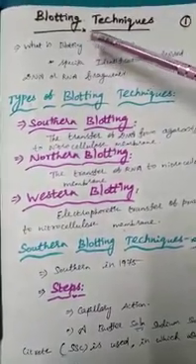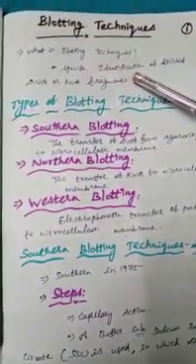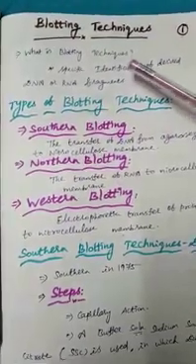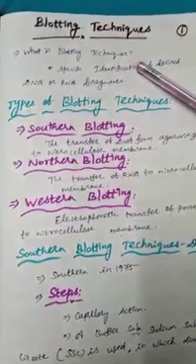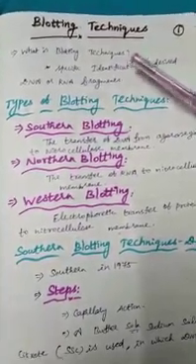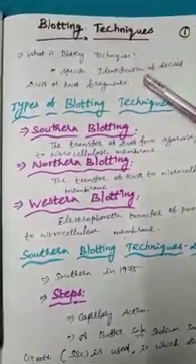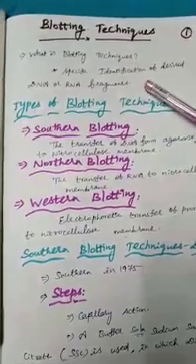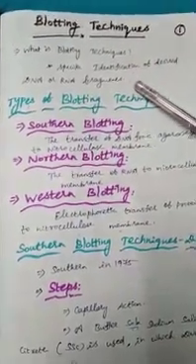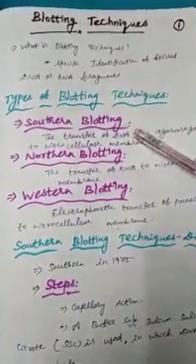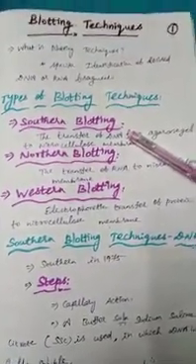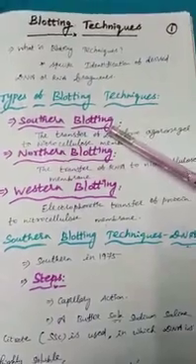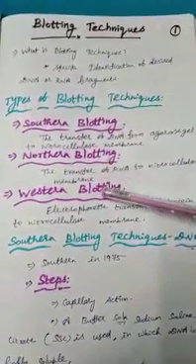After the blotting technique, the blotted nucleic acids are then used as a target in the process of a hybridization experiment for their specific detection. So this is the blotting technique. Then, types of blotting techniques. There are three types: Southern blotting, Northern blotting and Western blotting.